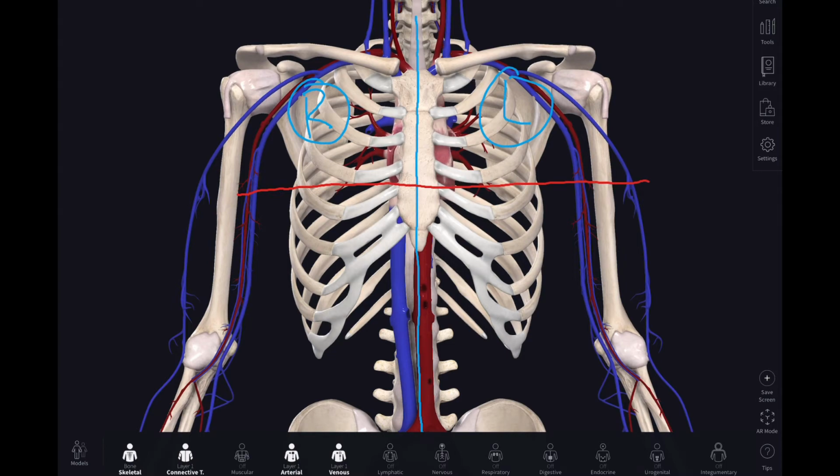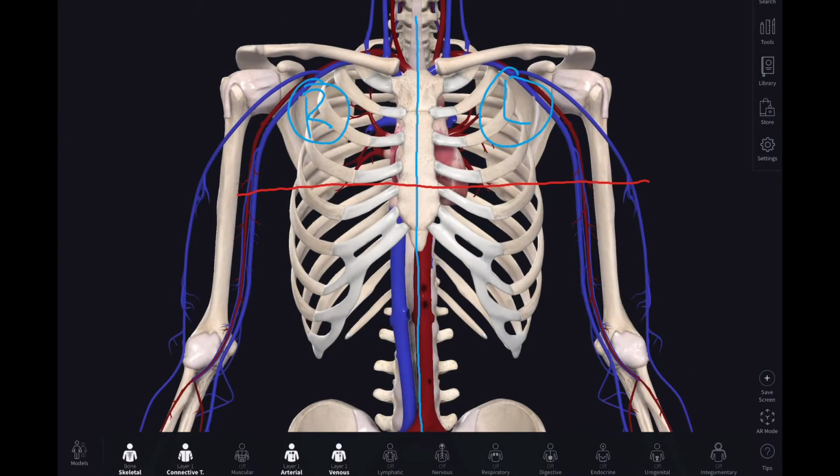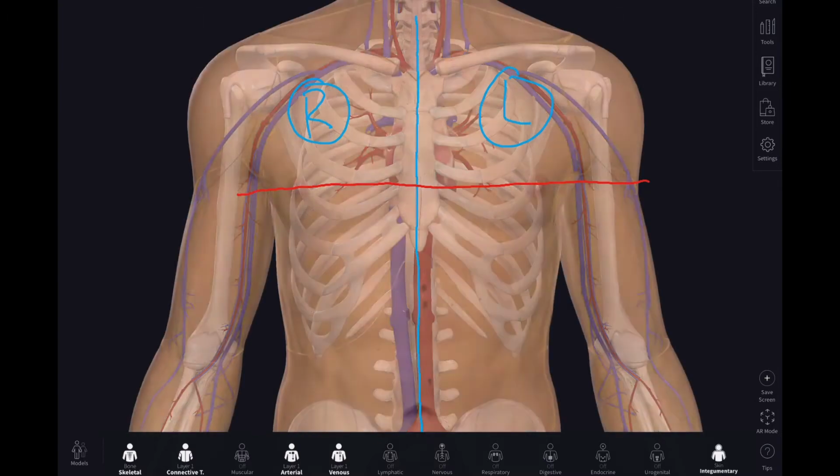So I'm going to put the skin back on. You see how those lines line up, our midline, which is blue again, and our red line, which is our nipple line. That gives us our crosshairs for where we're going to do chest compressions on a patient who is in cardiac arrest, when their heart stops beating. Those are the two important lines that we need to know when we're talking about the heart.